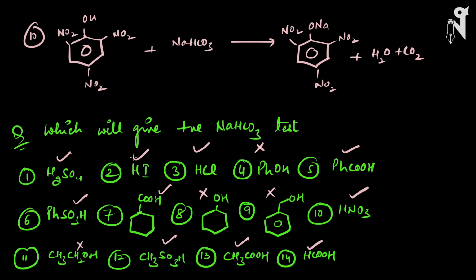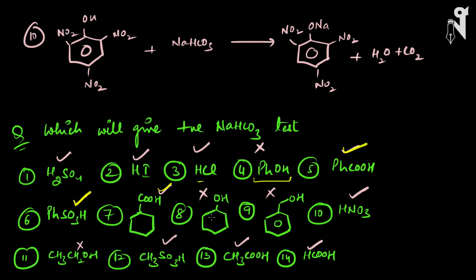All the mineral acids which we have written over here will be showing the test, because mineral acids are stronger acids than your carbonic acid. So first, second, third, all three will give you the NaHCO3 test. Phenol is a weaker acid, hence will not give. Benzoic acid will give the test. Benzene sulfonic acid will also give the test. It is a stronger acid. Normal aliphatic carboxylic acid will also give this. This is cyclohexane carboxylic acid. This will also give the test.